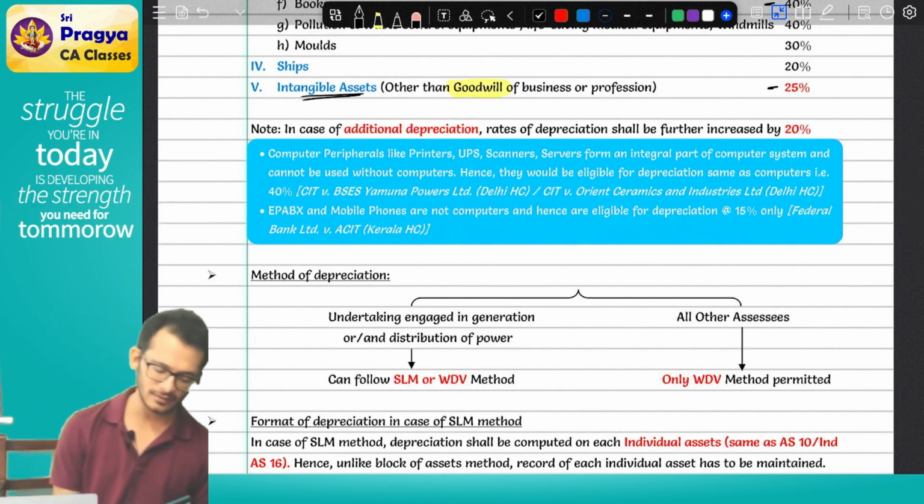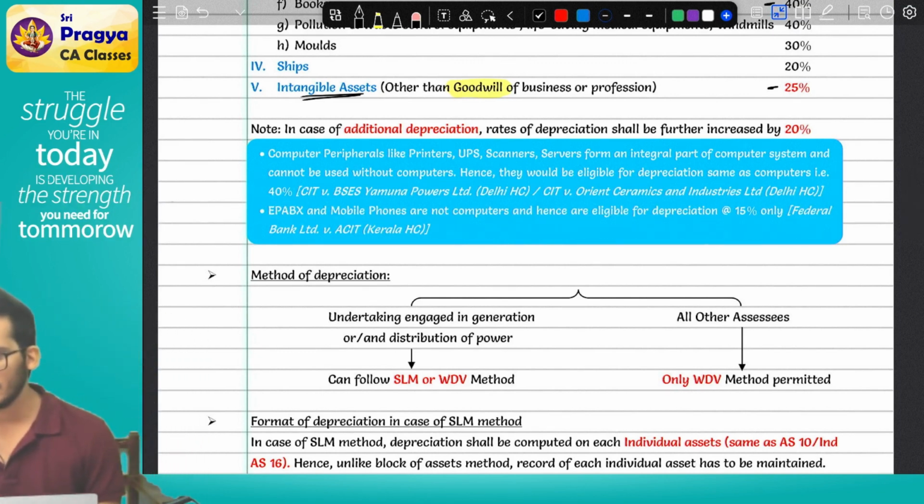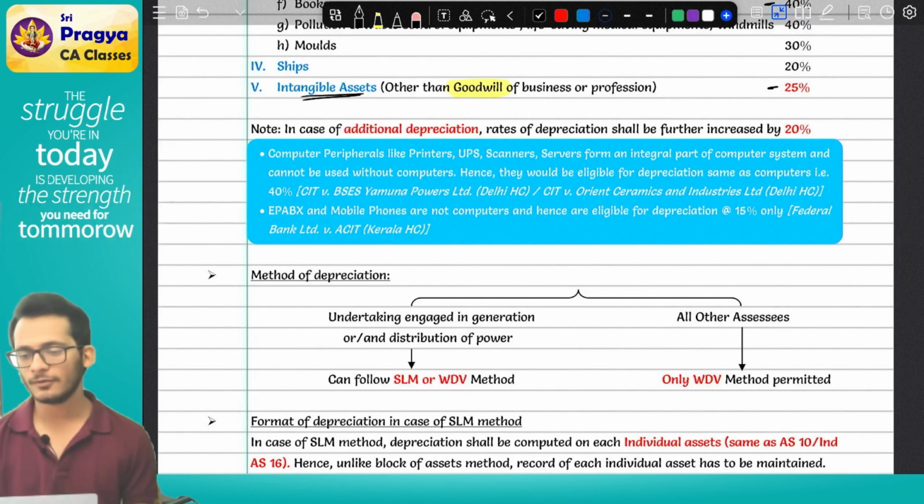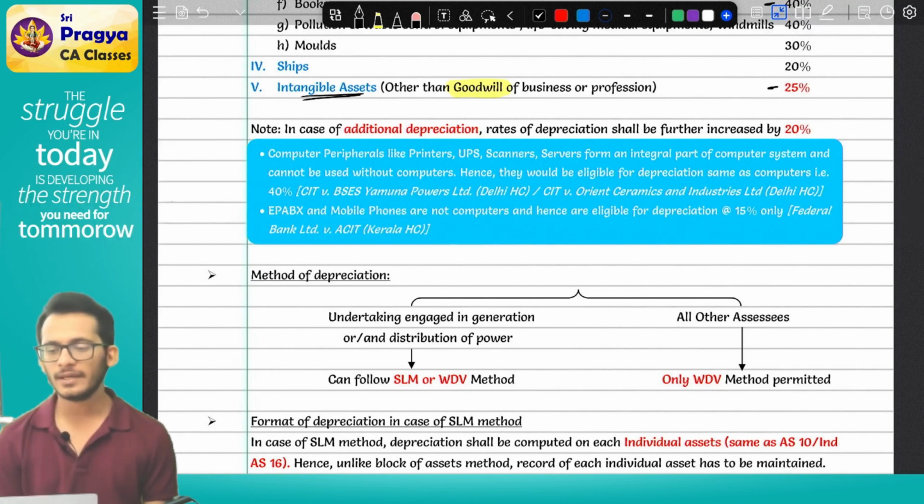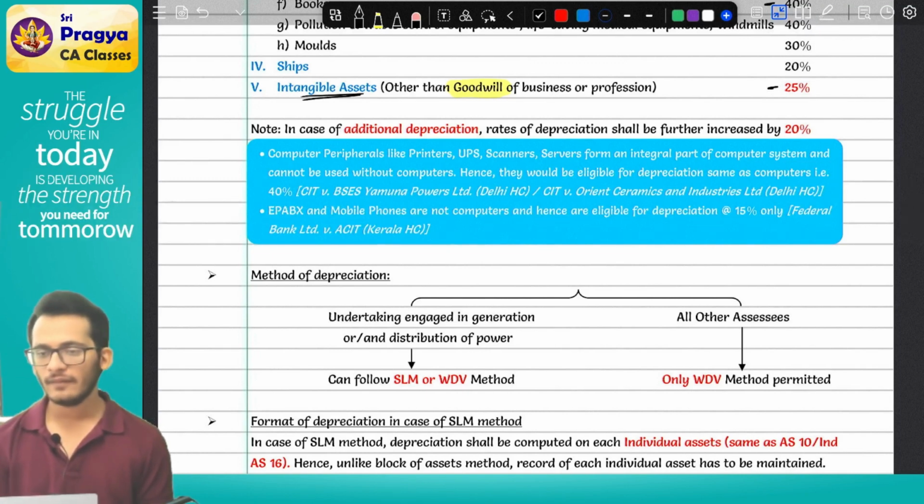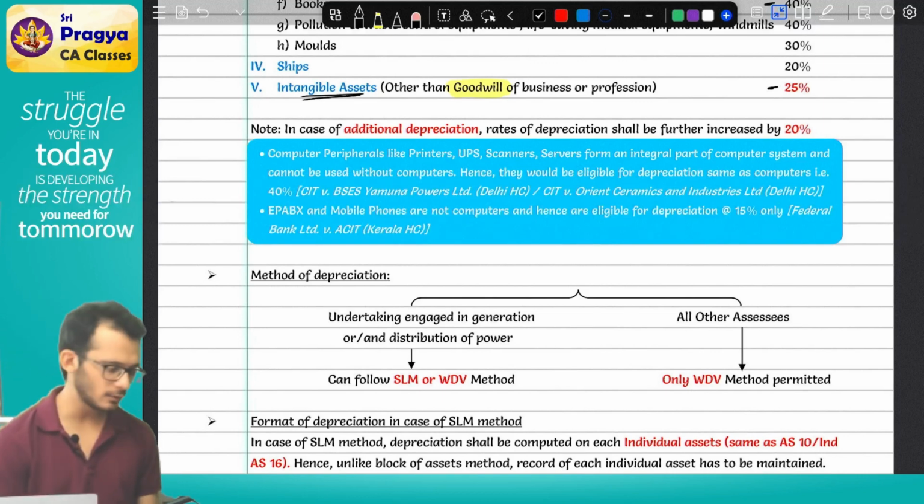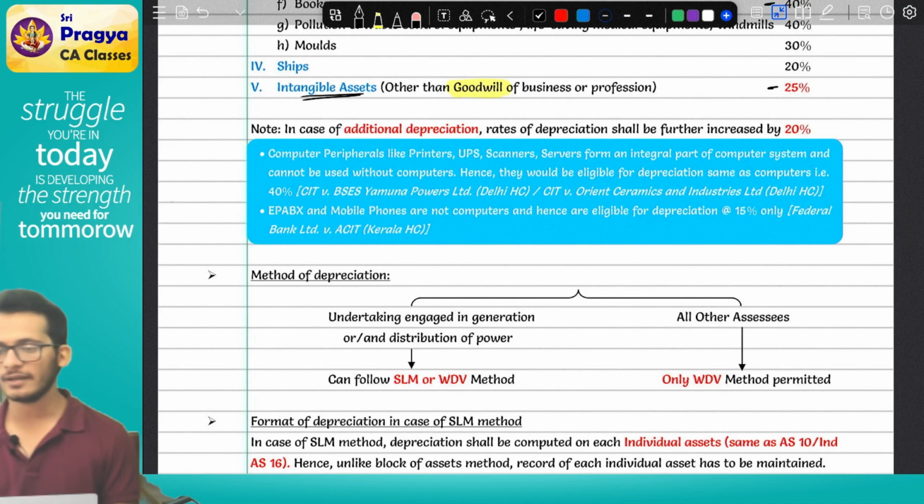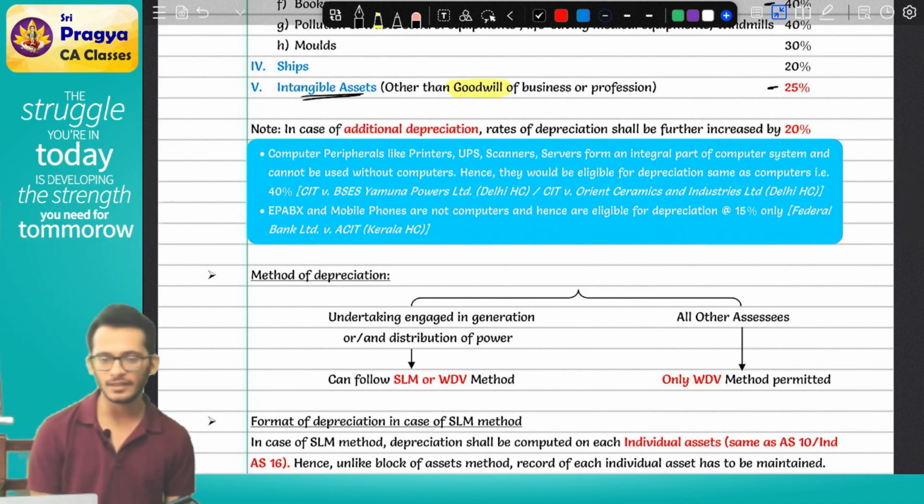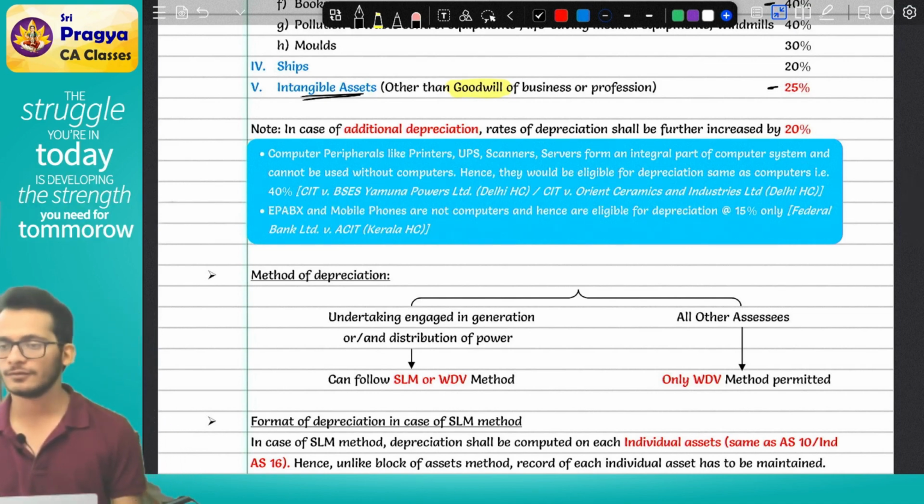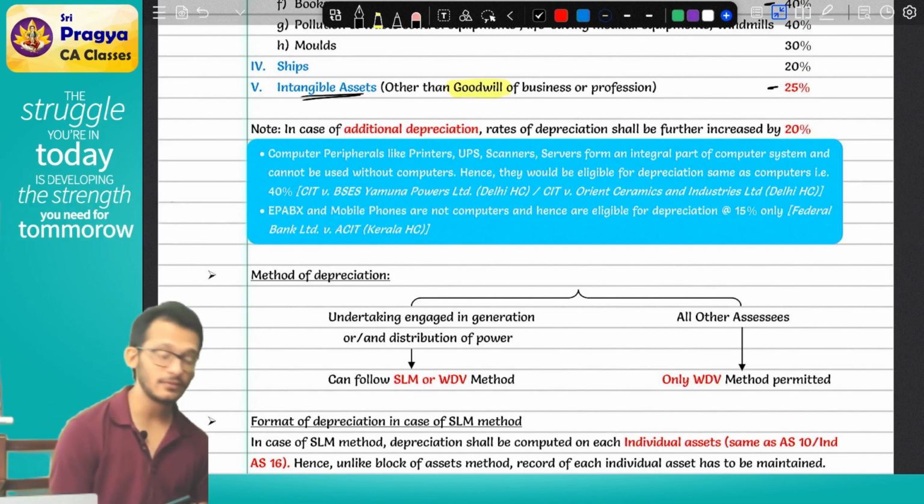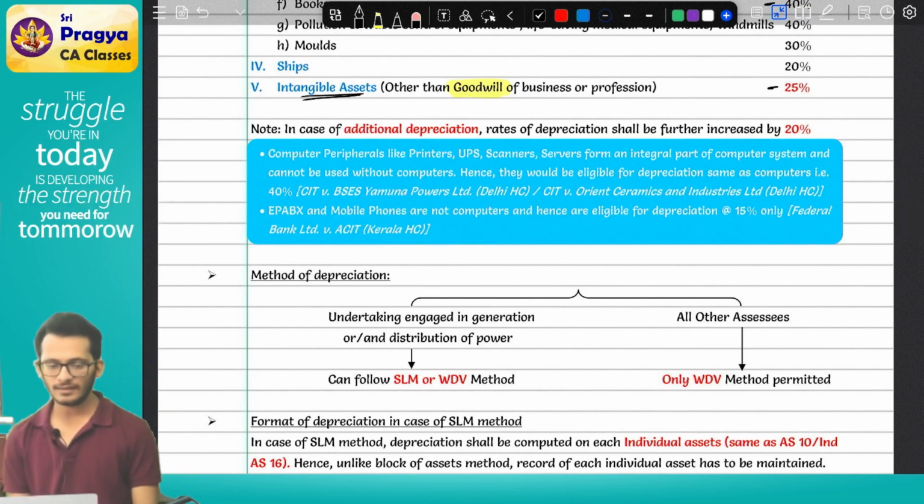Federal Bank Limited versus ACIT, Kerala High Court. Federal Bank made an appeal before the Kerala High Court, saying, sir, you have allowed printers and all as computers. Why don't you allow it for mobile phones? The Kerala High Court said, mobile phones can work independently. It does not have to be a computer. Therefore, classify it as mobile phones. Therefore, classify it as plant and machinery.